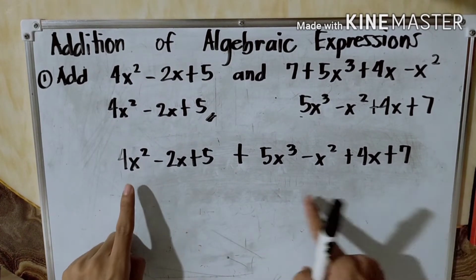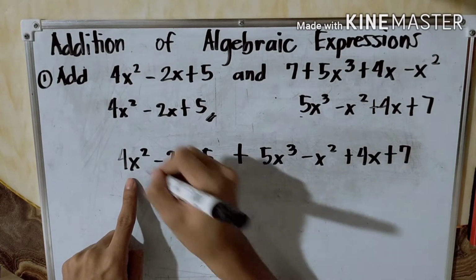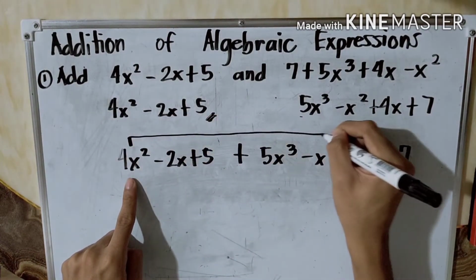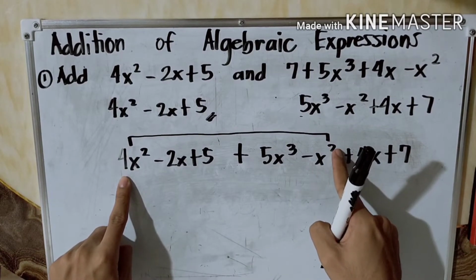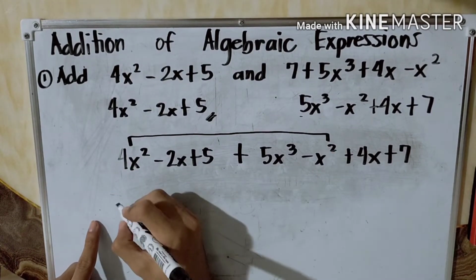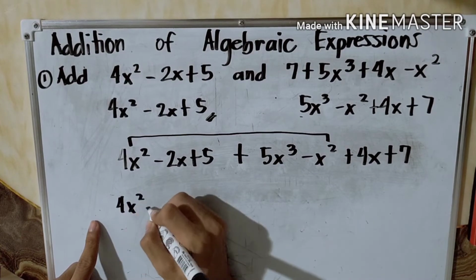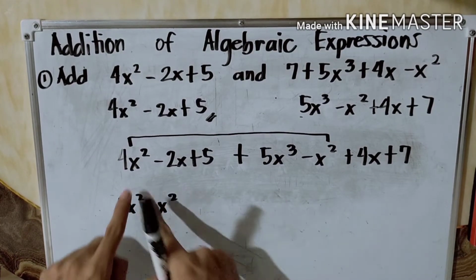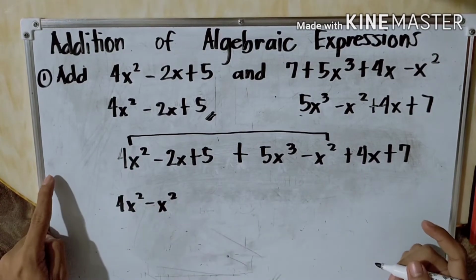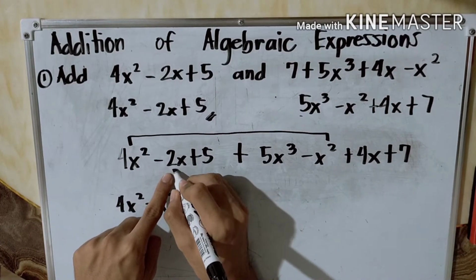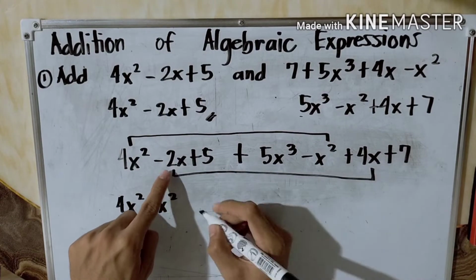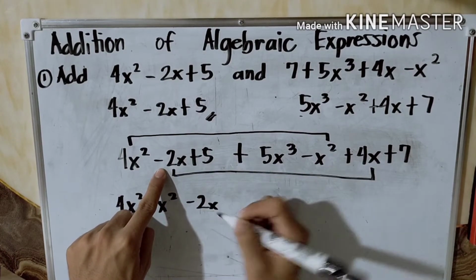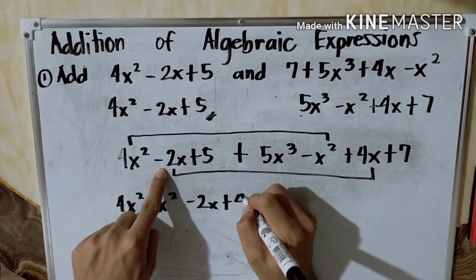4x squared, alin yung katulad niya dito sa kabila? Ito, x squared. Lalagyan mo lang siya ng ganyan. 4x squared minus x squared. Di meron ka ditong 4x squared minus x squared. Yun. Next. Negative 2x, alin ang similar term niya? Ito mo siya dadalhin. Negative 2x plus 4x.